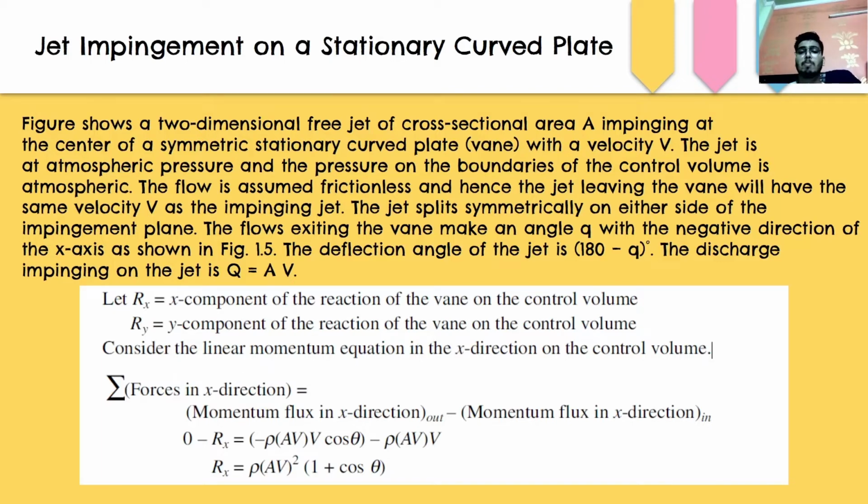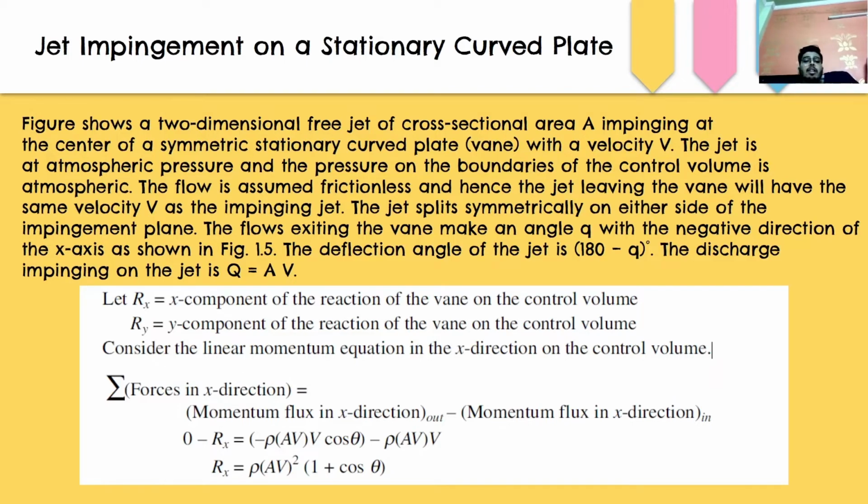The jet splits symmetrically on either side of the impingement plane, the flow exiting the vane making an angle theta with the negative direction of the x-axis, and the deflection angle of the jet is 180 degrees minus theta. The discharge impinging on the vane is also area into velocity, which is A v. Let Rx be the x component of the reaction of the vane on the control volume, and Ry the y component of the reaction of the vane on the control volume.